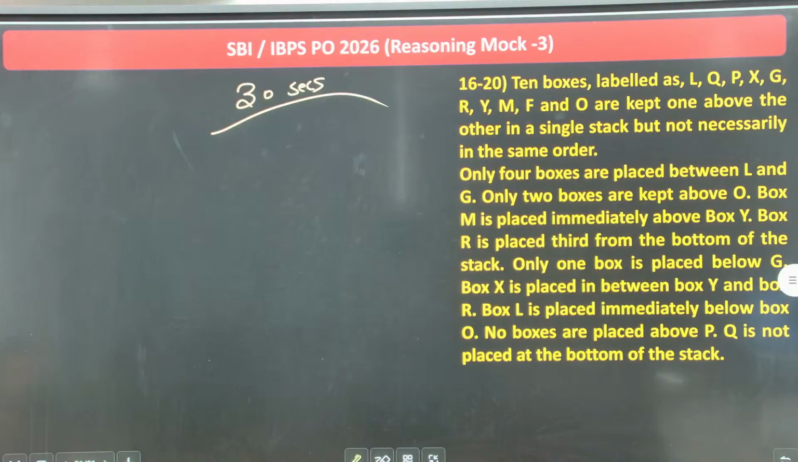There are a total of 10 boxes. In the previous question, it was 8. Here it is 10. Only 4 between L and G. You can start from L and G. Or before you start, let's find some... 1, 2, 3, 4, 5. In the fifth line, you will see a very important condition.